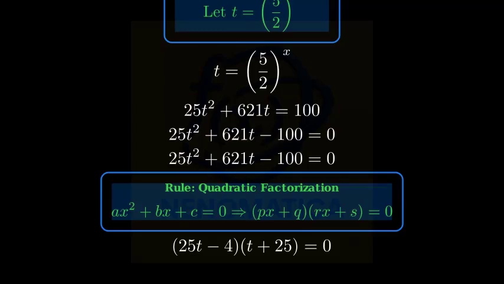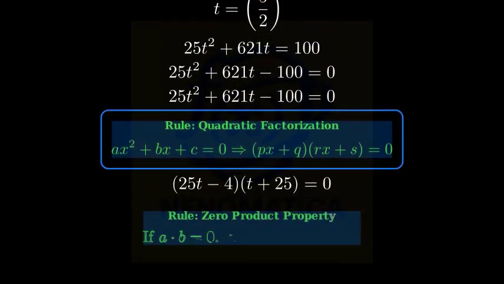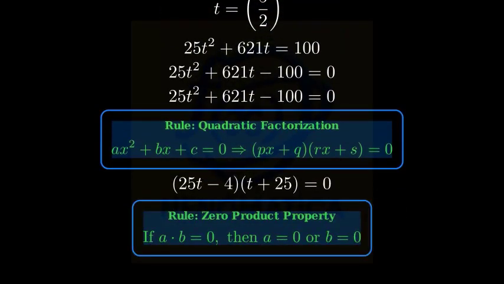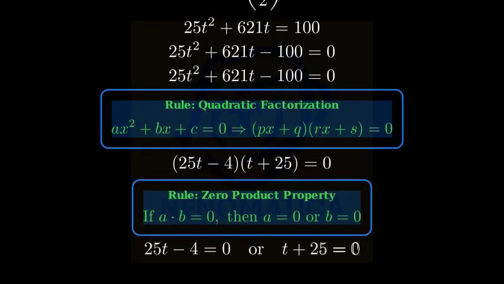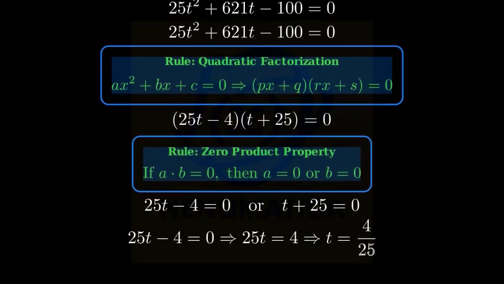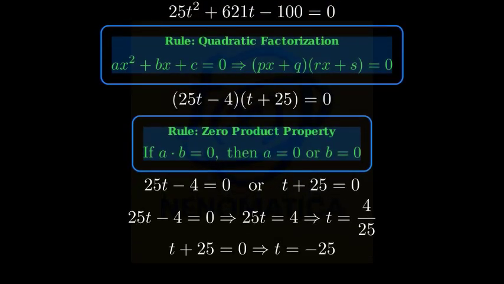Now we can find the values of t by using the zero product property. If a product of factors equals 0, then at least one of the factors must be 0. So either 25t minus 4 equals 0 or t plus 25 equals 0. From the first equation, we get t equals 4 over 25. From the second equation, we get t equals negative 25.